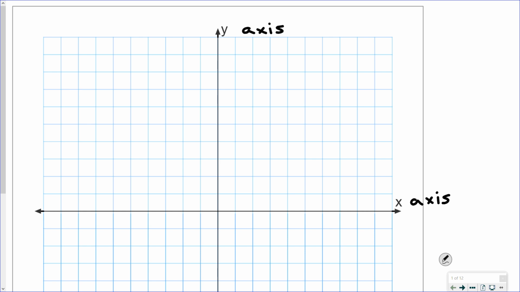y-axis. The point here where they intersect, that is our origin. And that's where you start from when working in the coordinate plane. The intersection forms four sections, and these sections are known as quadrants. The quadrant here in the upper right, this would be quadrant 1.